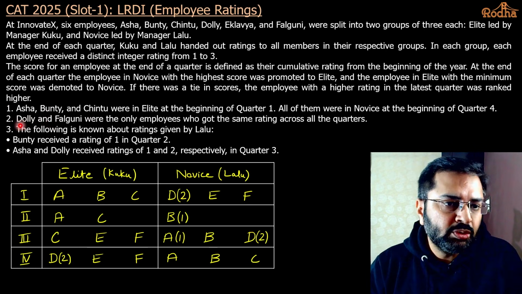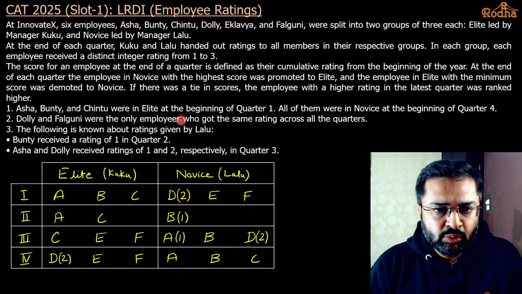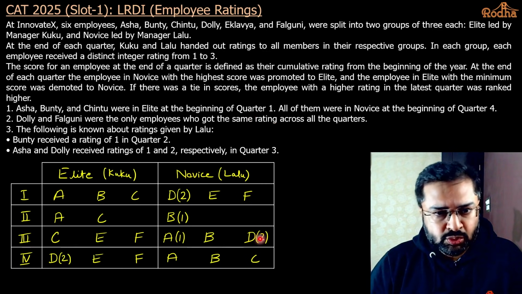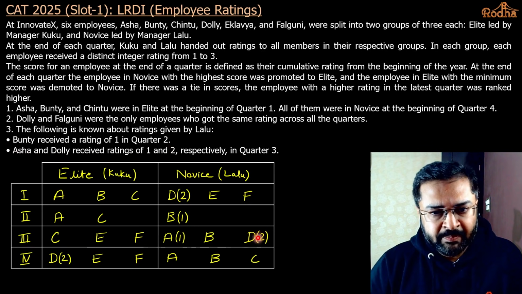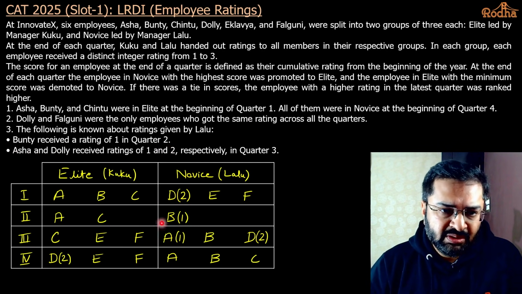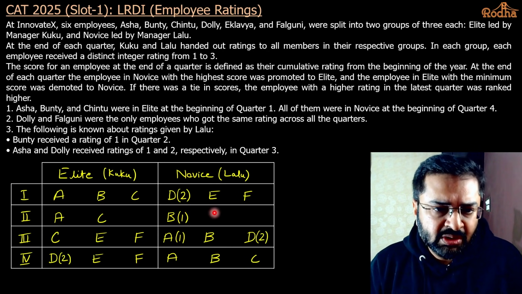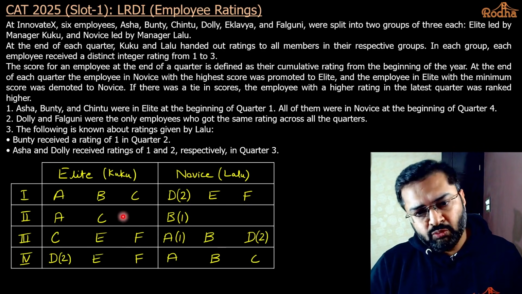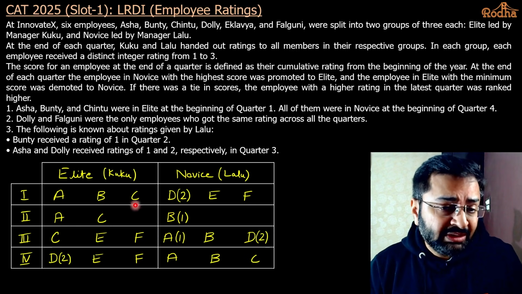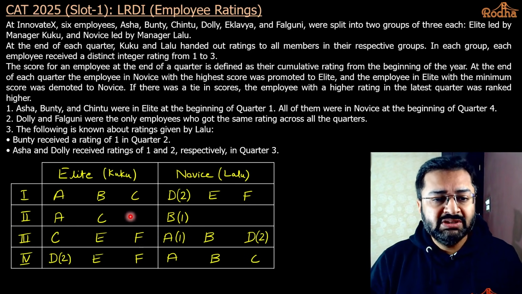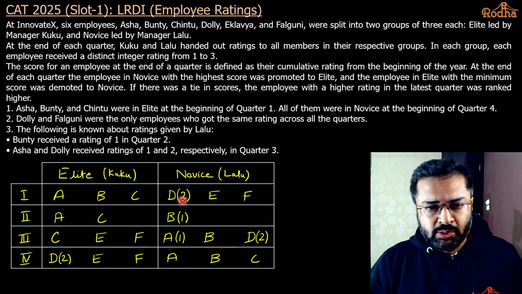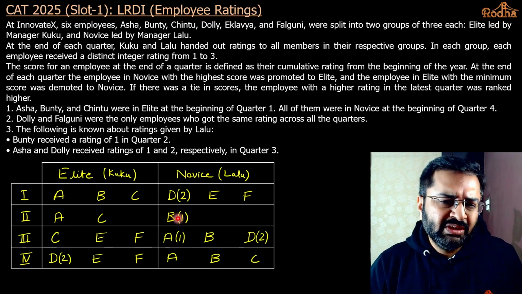Which statement am I using? Second one. Dolly and Falguni were the only employees who got the same rating across all the quarters. So D, if here it is 2, by using this statement, then D would be 2 here as well, here as well. And where is D here? We'll just figure out, right? Now, if you look at this, it says D and F had the same rating. Now, one thing, we'll come to ratings. One thing that we still need to figure out is who is this, E or F, right? Now, this is D2, we can also, before doing this, write one thing.